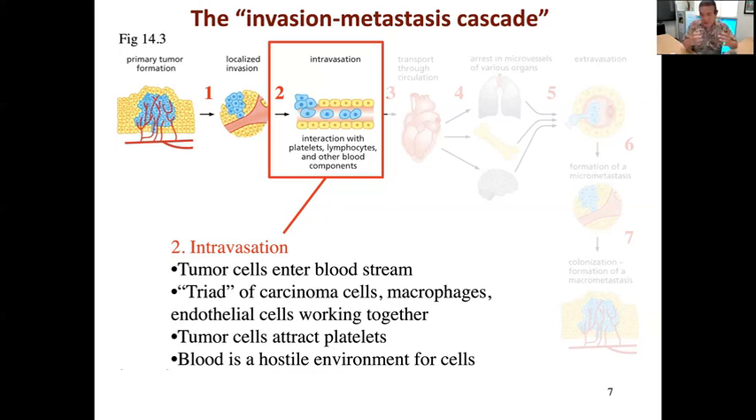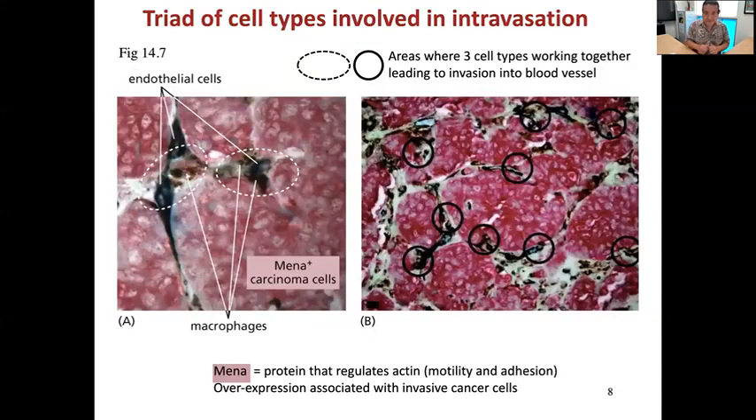Also, once in the blood, the tumor cells are attracting lots of platelets, again, because of the perceived wound healing response. One thing to keep in mind is that once these tumor cells have made it into the blood, this is actually only the start of a whole new set of challenges, because the blood is a very hostile environment for cells that are not designed to be normally present in the blood. All right, so let's talk about these things.